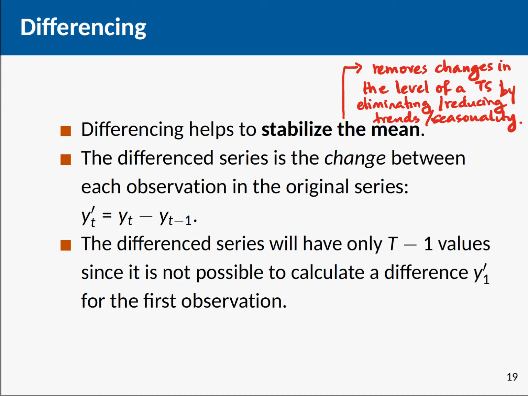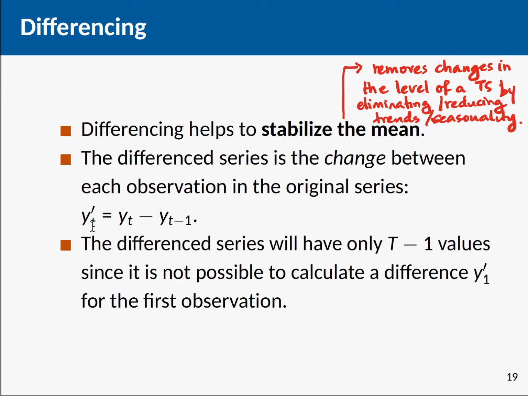Differencing typically helps to stabilize the mean of the time series, which is what we require for ARIMA models. It removes the changes in the level of a time series, and therefore it mostly eliminates, but also reduces, the trends and seasonal components associated with that time series. So the difference series is really just the change between each observation in the original series.